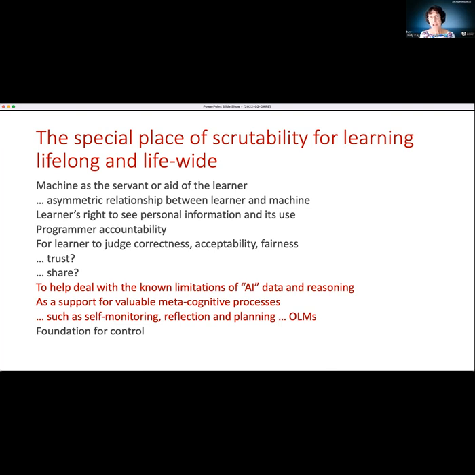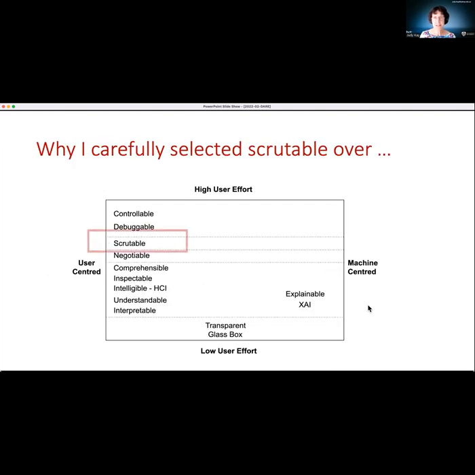So what this slide is about is all the reasons, and I'm sure that Dare will have many others, that you would want a system to be what I call scrutable, but even more important in an educational setting. And I chose scrutable over lots of other terms because you can see I've got on this display, and I'm happy to take your views on it, high user effort at the top and low user effort at the bottom. And this notion of transparent systems implies it's effortless. I can look out that window and barely be aware that I'm looking through a window, even though it is a bit dirty.